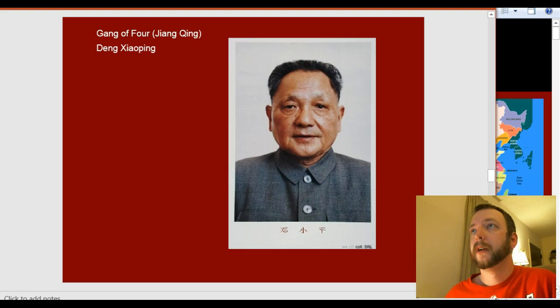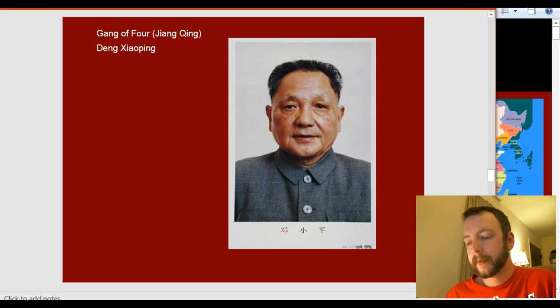The next option was what's known as the Gang of Four. The Gang of Four are led by Jiang Qing, who was Mao's third wife, actually. It's a woman, and this isn't a woman here in this picture. That's actually Deng Xiaoping.